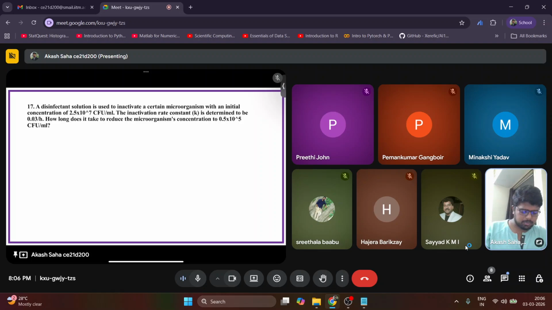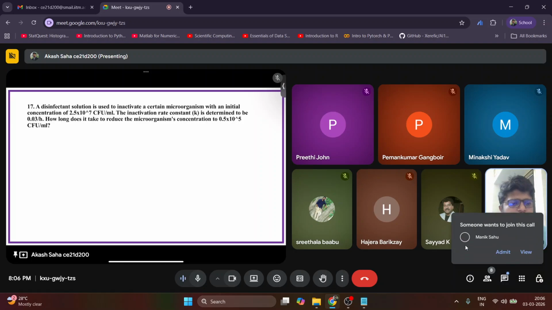Okay, another similar problem like the one we did before. Please solve this. A disinfectant solution is used to inactivate a certain microorganism with an initial concentration of 2 into 10 to the 7 CFU per ml. The inactivation rate constant K is 0.03 per hour. How long will it take to reduce the concentration to 0.5 into 10 to the 5 CFU per ml? Here the concentration is in CFU per ml, the colony forming units.